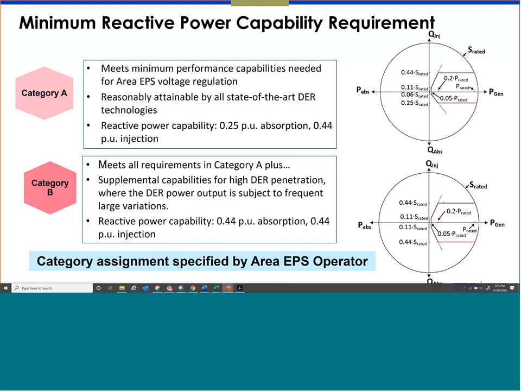If you notice the note at the bottom, which category you want is a utility decision. Again, as I mentioned, depending on the technology, depending on the size, depending on the location, you can take a decision that in certain cases you ask for category A performance, and in certain cases you can say, I need category B performance. So that's up to the utility to decide.